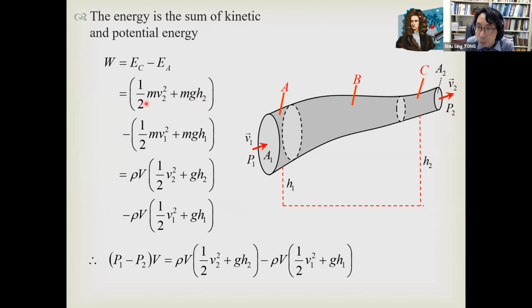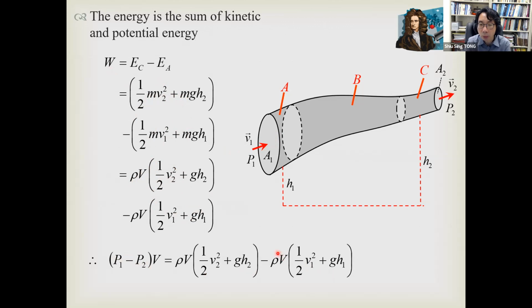So there are the potential energy and the kinetic energy, these two terms. For the volume A, I also have this, but the speed is v1 and the height is h1. The difference between EC and EA is the difference between these two terms. Now I can extract the common factor m, and the mass of the liquid is simply rho, the density, multiplied by the volume. Is that right? Now when I equate these terms with the work done, (P1 minus P2) V, I have this equation.